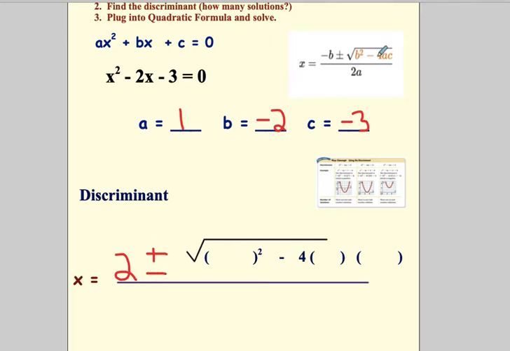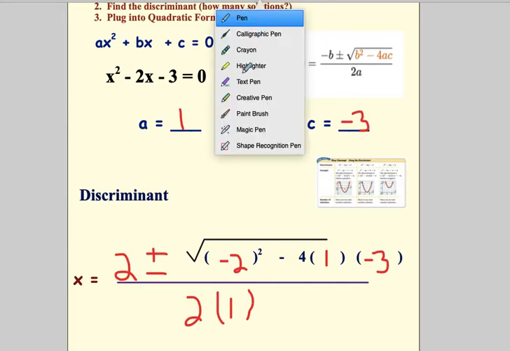So I'm going to start off with my b squared, and negative 2. If I'm using a calculator, I'm definitely going to do a negative 2 squared minus 4. My a is 1, so I'm going to put a 1 in there. And then I'm also going to put a negative 3. And we'll put this over 2a, and my a is 1, so this is one of the easier ones. So I've plugged it in the formula. I got to start figuring out how many answers I do have.